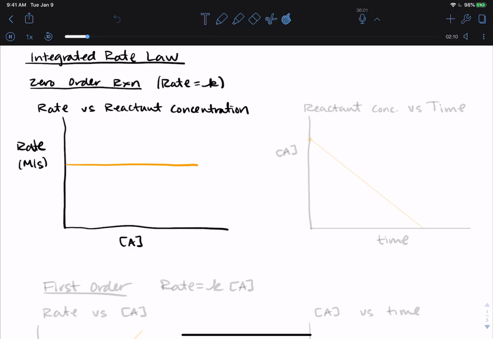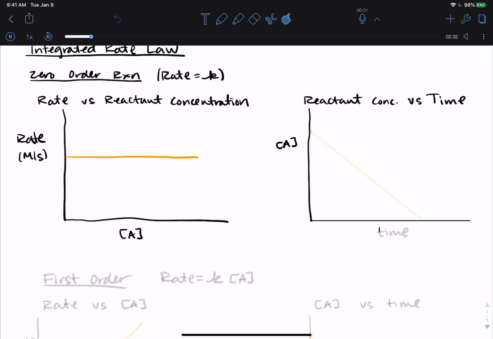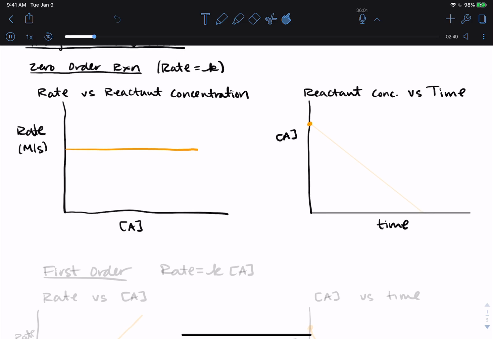All right. Now, the other plot that is very useful that we like to look at is reactant concentration versus time. So, concentration of A versus time. Qualitatively thinking through this, if my rate is constant, then as my reaction goes, my concentration of A starts out at some value, and then my reaction is just chugging along, and as it chugs along, the concentration of A just decreases at a steady linear rate until you run out and the reaction stops. All right, so that's zero order.